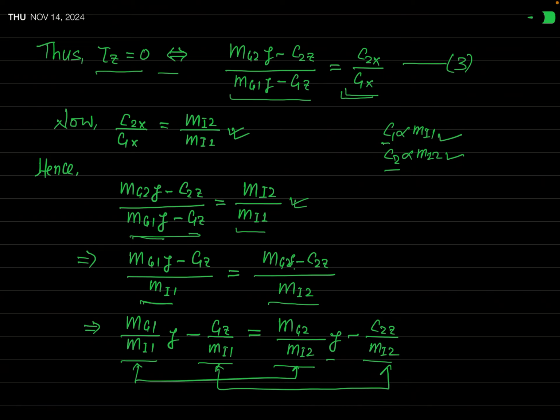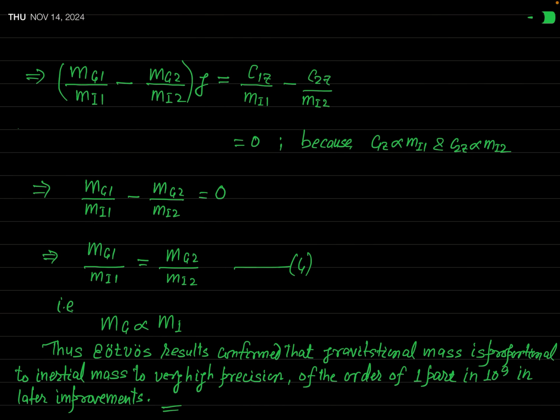So let us arrange the terms. Bring the first term in the RHS to the LHS, and the second term in the LHS to the RHS. Let us make the interchange. So after interchanging these terms, you can see this will be mg1 by mi1 minus mg2 by mi2 times small g, and that is equal to c1z over mi1 minus c2z over mi2.